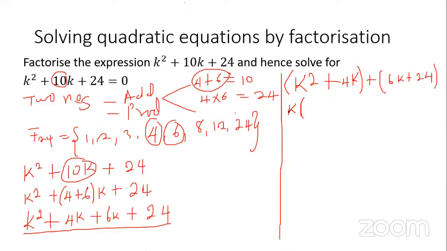So when we pull a k outside, what remains from k squared? What do we remain with? What remains inside will be k plus 4. Okay, k plus 4. What would be the common factor in the second bracket?